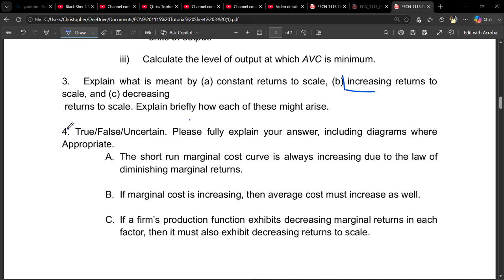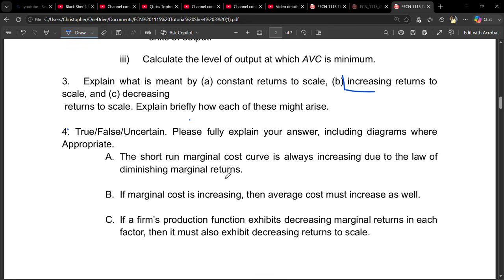Next question. It says true, false or uncertain; please fully explain your answer, including diagrams where appropriate. So you can include diagrams where you feel like including. Question A says the short run marginal cost curve is always increasing due to the law of diminishing marginal returns.